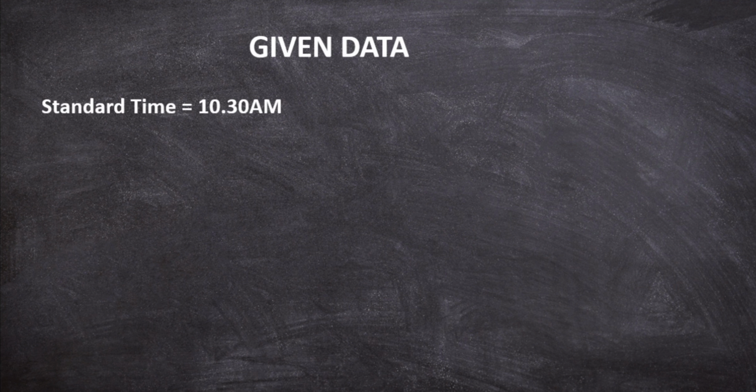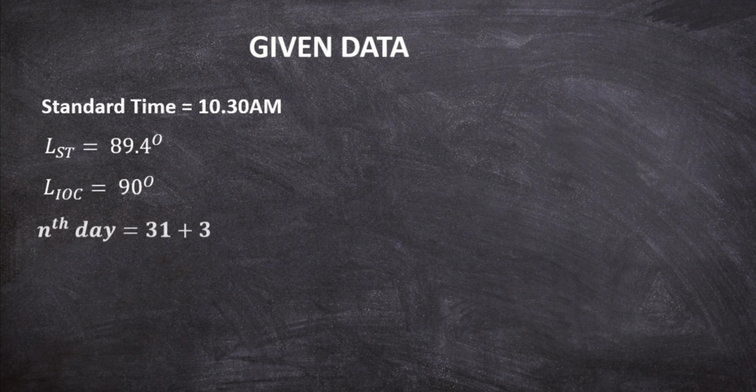And n is the nth day of that solar time. So we need to write what we have and find out what we don't have, and then go ahead. Our given data: we are given standard time 10:30 a.m., longitude 89.40, standard meridian 90 degrees, and the nth day is 31 plus 3, which is equal to 34. How do we calculate the nth day? It is calculated from 1 January up to the given date. We just add the days of those months and get the nth day.